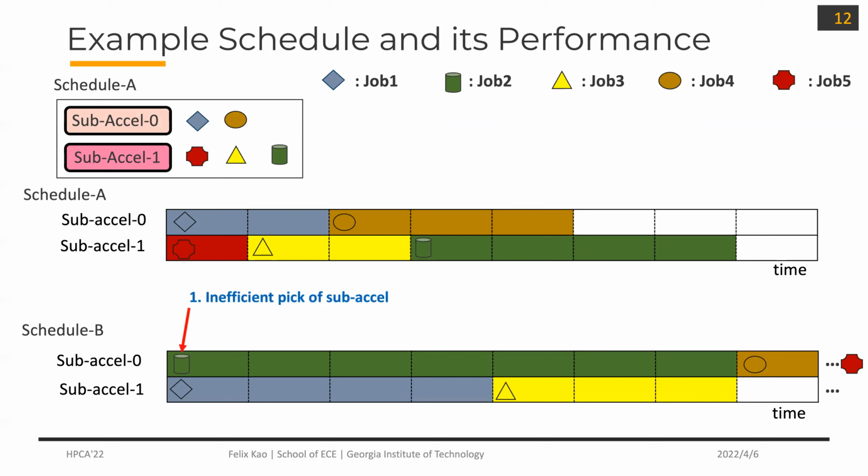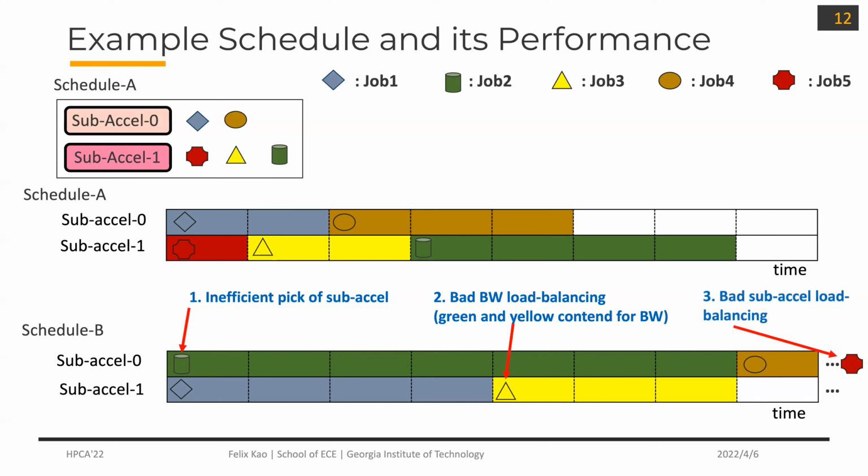First, inefficient pick of sub-accelerator. For example, the green job might run faster on sub-accelerator 1, but it is allocated to sub-accelerator 0. Second, bad bandwidth load balancing. For example, both green and yellow are bandwidth intensive jobs, and we schedule them to run concurrently. Third, bad sub-accelerator load balancing. For example, sub-accelerator 1 is already idle after the yellow job is completed. However, the red job is allocated to sub-accelerator 0.